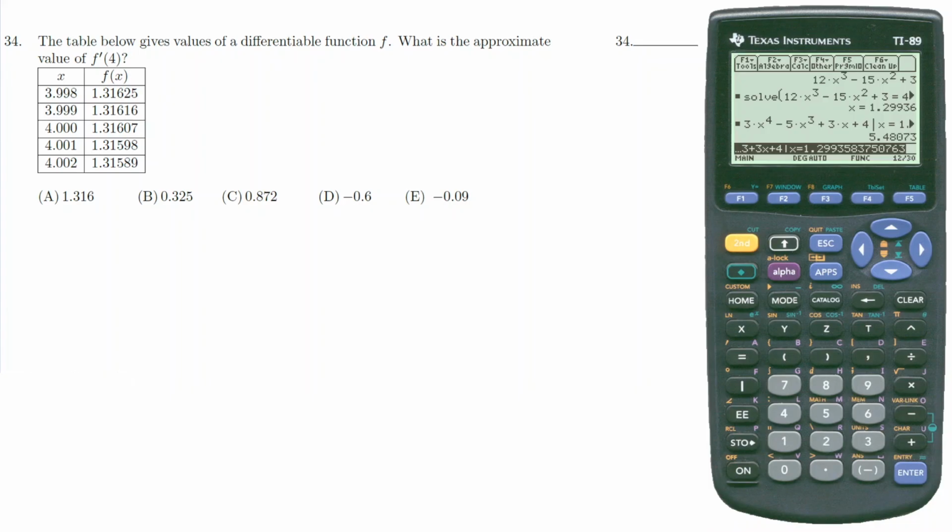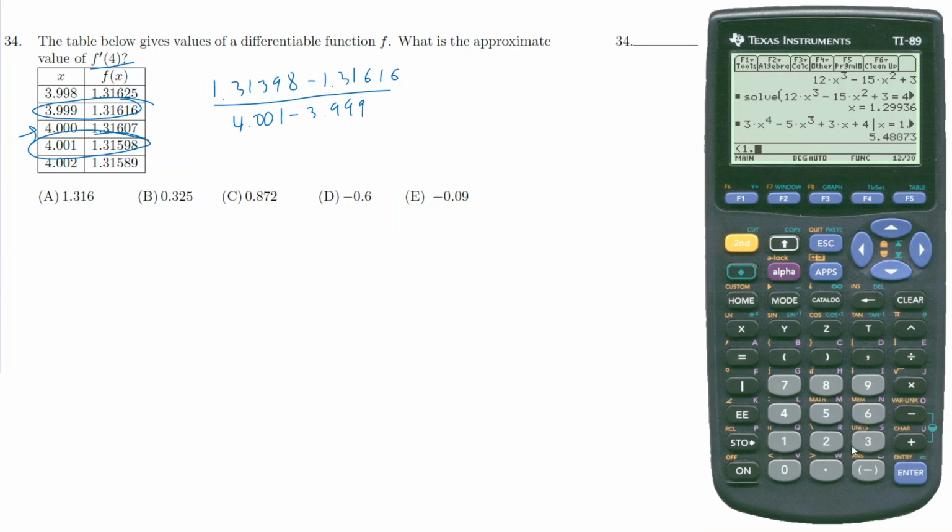Got 2 more problems left and we're good. Okay, the table below gives values. Blah, blah, blah. What is the approximate value of f prime of 4? So f prime of 4 is right here. So what I would do is I would just take these and these. Right? So my equation is 131,598 minus 131,616 over 4.001 minus 3.999. And I just have to type it in without errors.